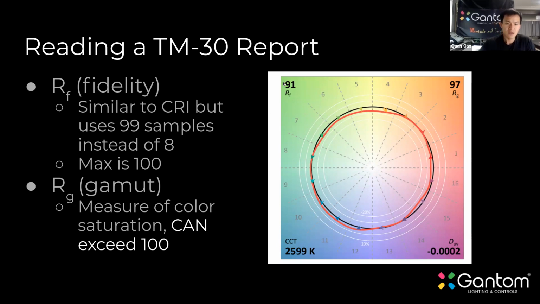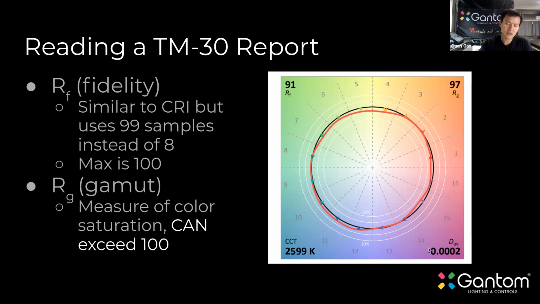Okay. So next is RG, the second number. This is the gamut. And that is essentially a measure of how saturated a certain color is. And this number, you have to note, can actually exceed 100. So less than 100 means it's actually inside the circle. More than 100 means for a particular color, it's actually outside of the circle, meaning it has more emphasis of that specific color component. And then you have your CCT down here at the bottom, which we've covered earlier.